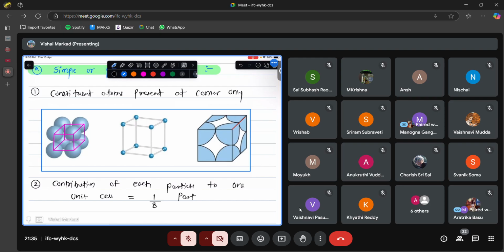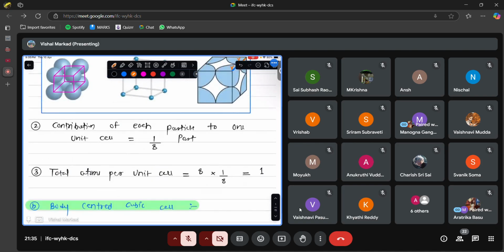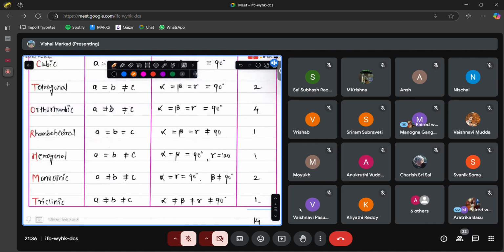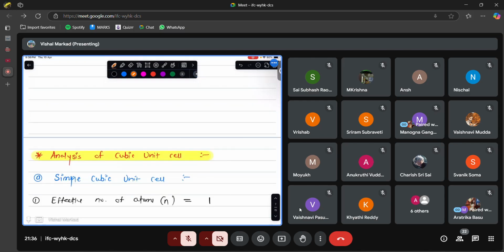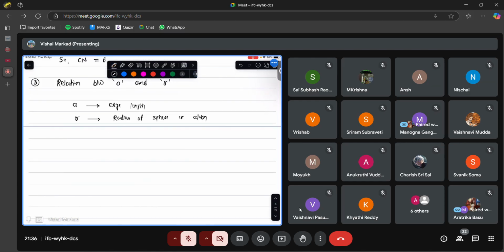This is A. Now look at here. This particular part, this much is R, radius of sphere. Can I say this part? Yes, only this one is radius of sphere. And this one is also the same thing. So this is R, this is R. What is the relation between A and R then? A is equal to 2R. Okay. So same thing. What is the relation between A and R for simple cubic unit cell? A equal to 2R.